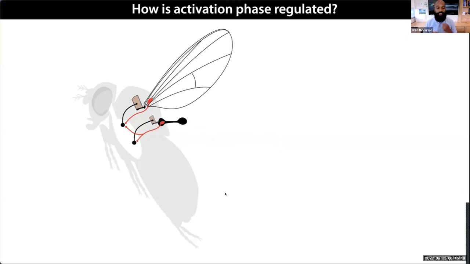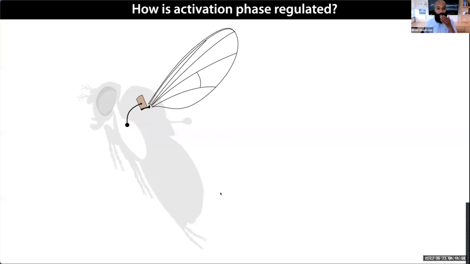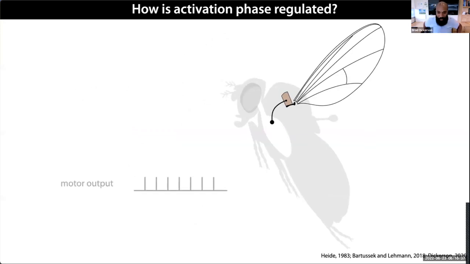But in flies, you have this kind of separation of labor where you have a wing that generates aerodynamic forces, and you have this unique structure that is basically a club that's beating back and forth and keeps time for the flight circuit. And the structure is called the halter.